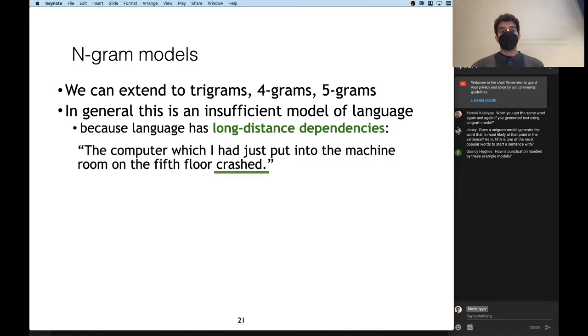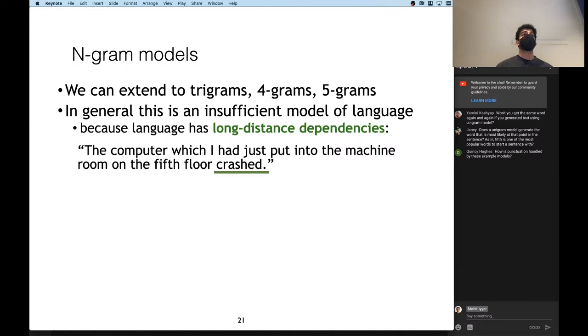There are different techniques to handle this within n-gram models. Sometimes you can do something like a skip-gram model, so you can look at every other word or every three words. There are other models where you might be able to look at different parts of speech in the prefix and ignore some words that are of a certain part of speech. But in general, n-gram models are limited because they cannot handle long-distance dependencies.